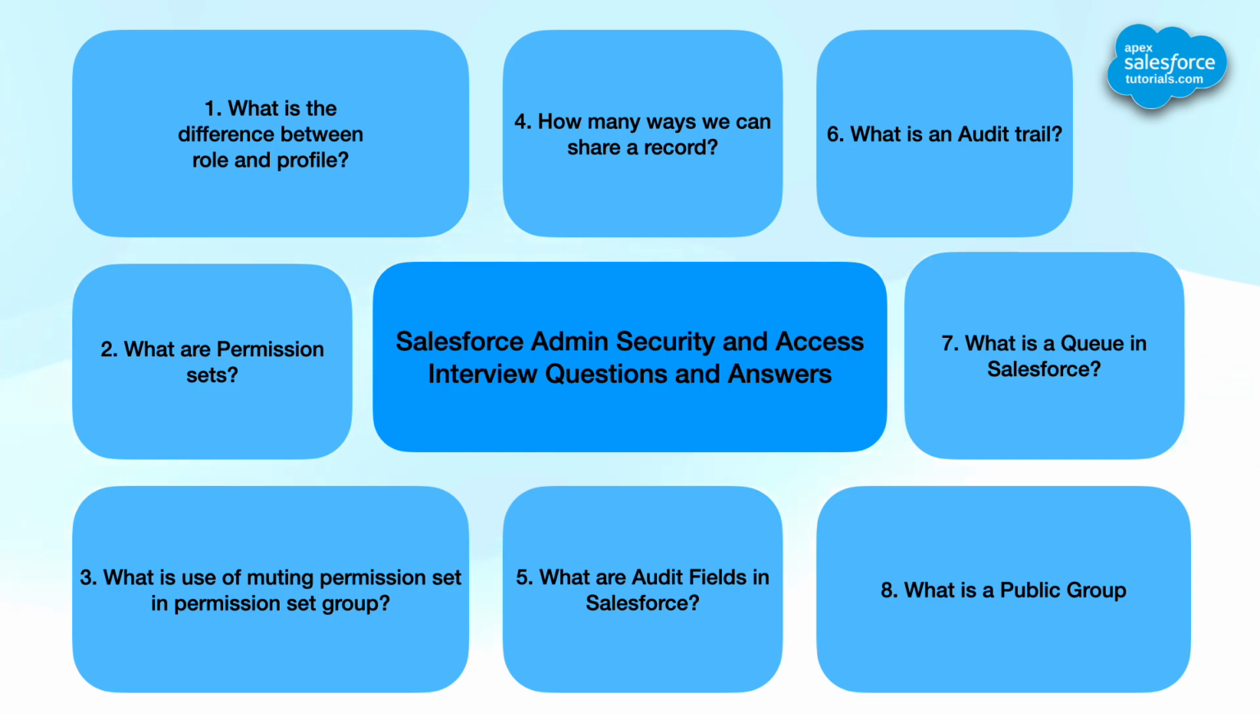Manual sharing allows sharing of individual records with specific users or groups. Visible only if OWD is set to private. A share button appears on the record's detail page. Criteria-based sharing rules share records based on specific conditions, e.g., sharing records where the country is set to India. Example steps: Setup, Security Controls, Sharing Settings, select object, provide name and conditions, save.